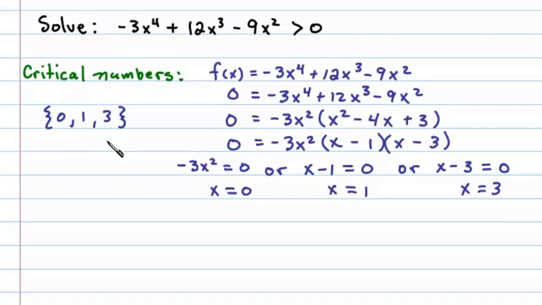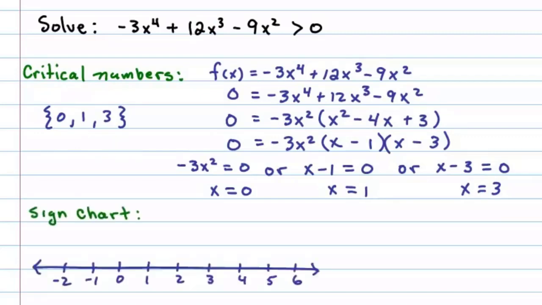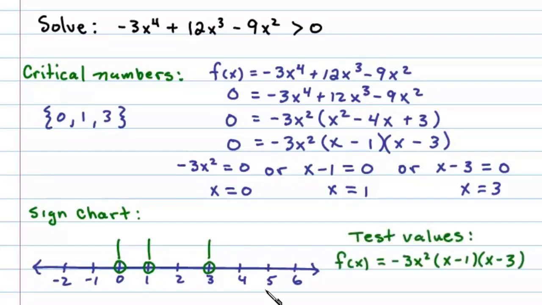Next, let's construct a sign chart. And because we were given a strict inequality, we'll use an open dot at our critical numbers here, 0, 1, and 3. Now this breaks the number line up into 4 regions. And so we need to test values to determine where the function is positive or negative. To do that, we'll use the factored form of the polynomial.